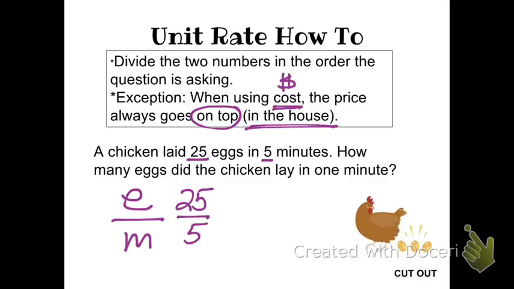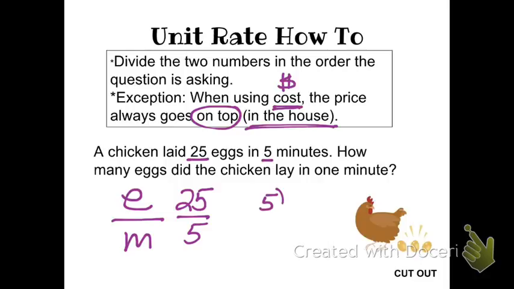Now the number 1 is here, but that's separate because it's asking how many for 1. But the words, it said a chicken laid 25 eggs in 5 minutes. That means these two go together. It's in the same sentence. That's one reason you know. So 25 eggs in 5 minutes. Okay, now to figure out how many she laid in 1 minute, we're going to divide the bottom into the top. So let's go do that.